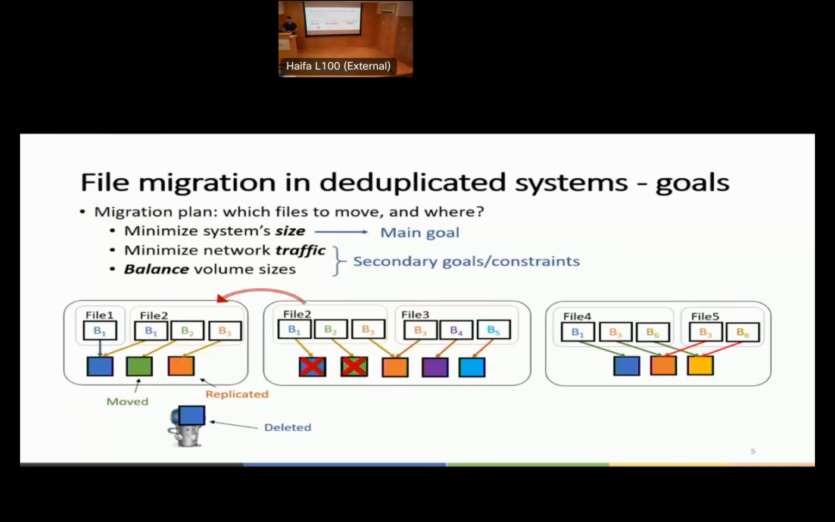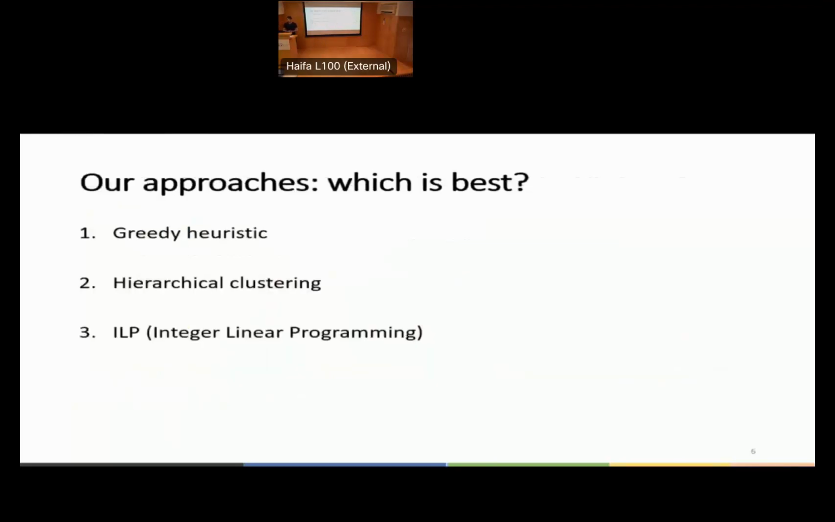So during our study, we showed 3 different approaches. These are the 3 listed here. They are listed by order of complexity. The first one is the grid heuristic, which is a very simple one, and it is less complicated than the others. The second one is the hierarchical clustering, which is a bit more complex, but it is not the most complex that we can see here. And the third one is the ILP, the integer linear programming approach, which is the most complicated approach that we had here.